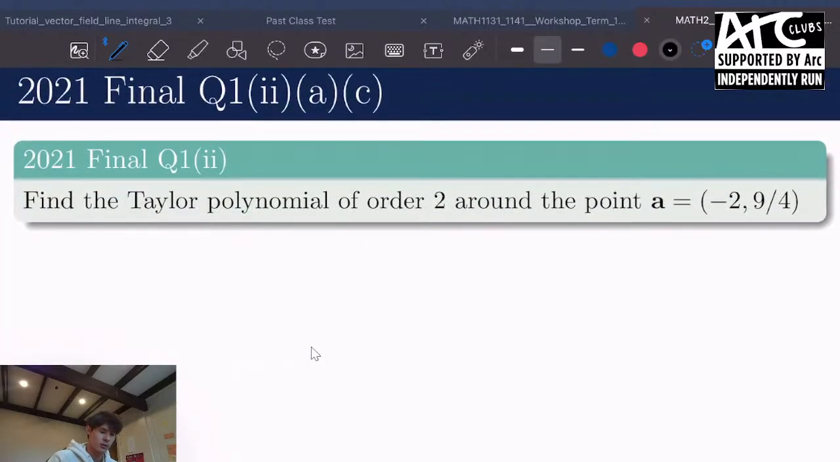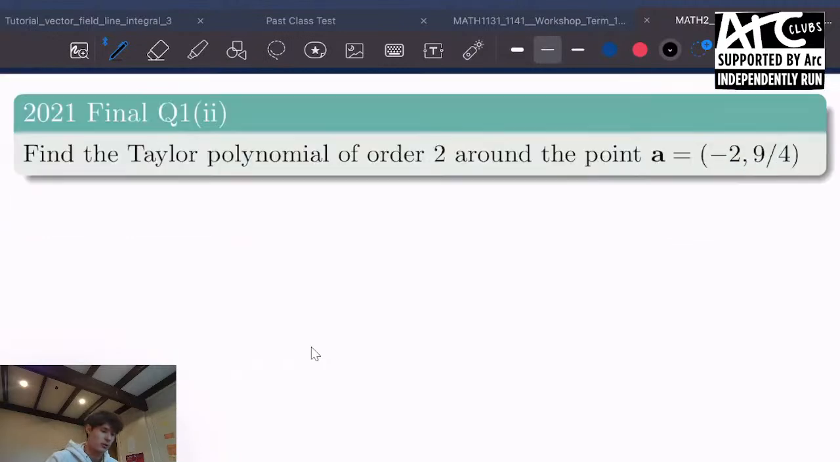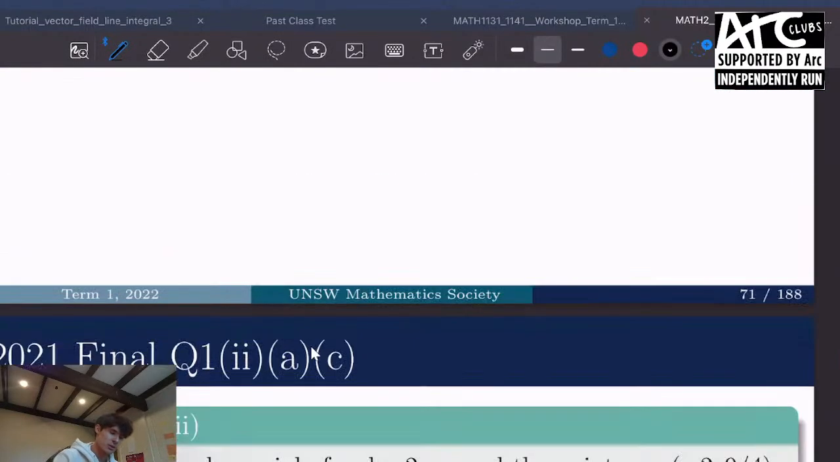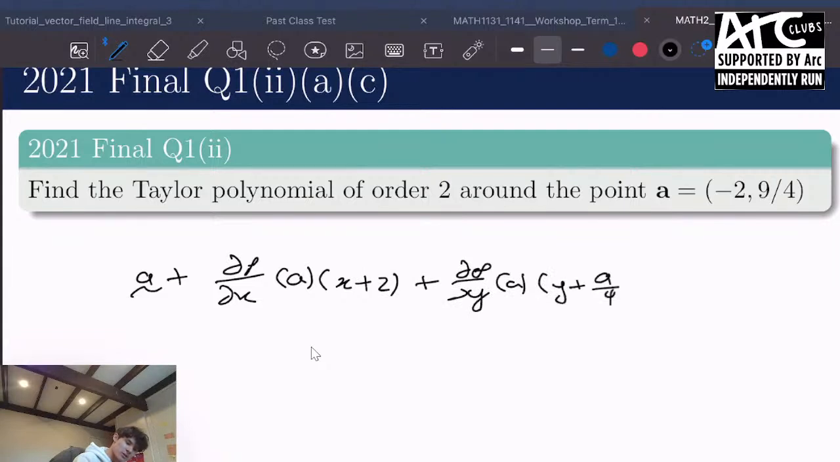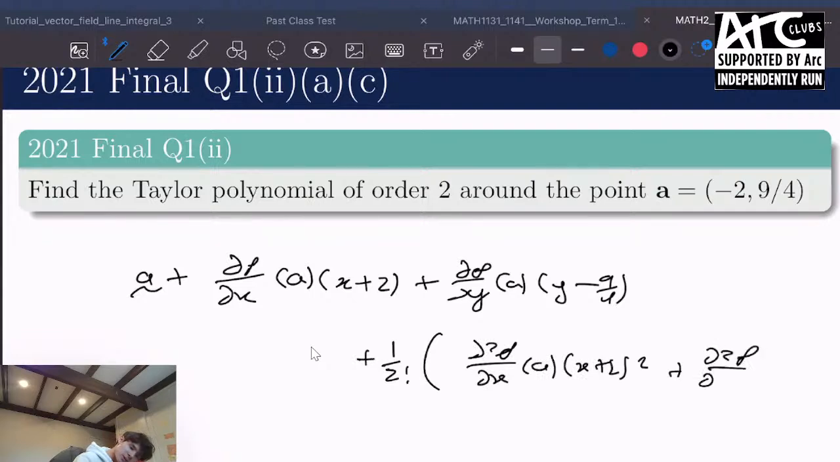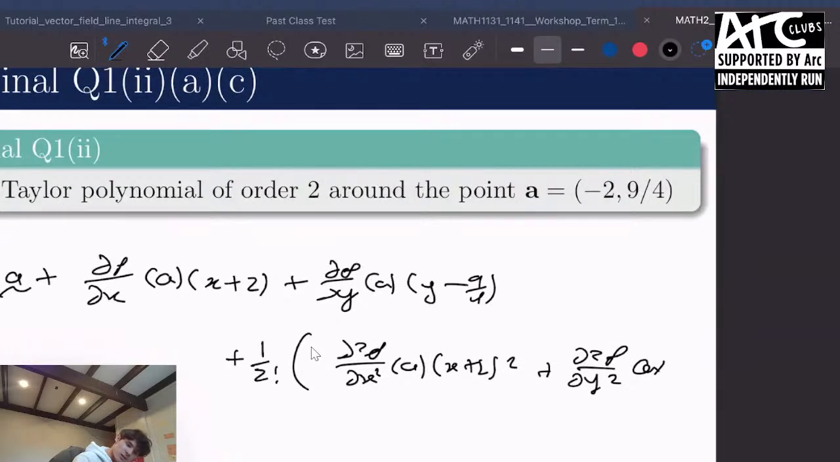So now let's find the Taylor polynomial of order 2 around the point a equals (negative 2, 9/4). This Taylor polynomial is going to take this form, okay? The Taylor polynomial is going to be f(a) plus df/dx at the point a times (x plus 2), plus df/dy at a times (y minus 9/4), plus 1 over 2 factorial outside of d squared f/dx squared at a times (x plus 2) squared, plus d squared f/dy squared at a times (y minus 9/4) squared, plus 2 times the mixed partial derivative times (x plus 2)(y minus 9/4).